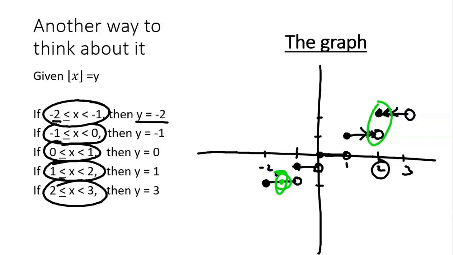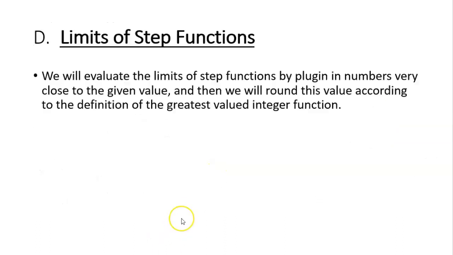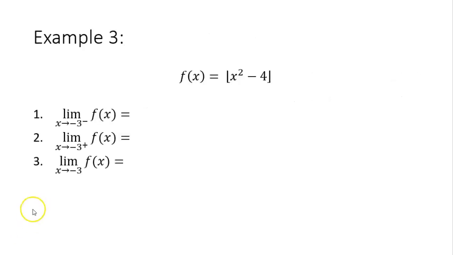So now we're going to go ahead and apply what we've just learned about step functions with limits and put all this together. So we will evaluate the limits of step functions by plugging in numbers that are very close to the given value. And then we're going to round that value according to the definition of the greatest integer function. And that will give us our answer. Okay? So here is our first example. Let's go ahead and take a look at it.